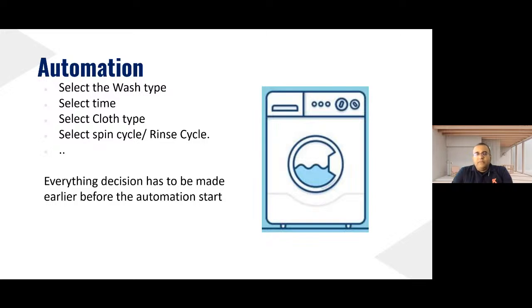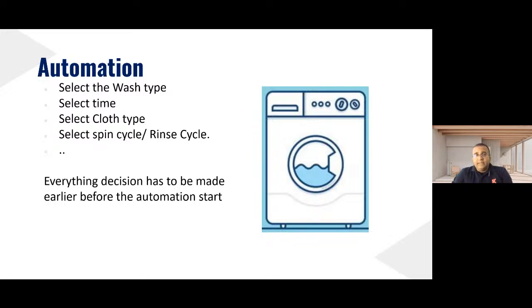Every decision has to be made earlier, before the activity starts, right? Once after putting the clothes into the washer, you're going to decide the amount of detergent that is going to go. You're going to decide the amount of fabric softener. What is going to be the cycle? Is it going to be for white clothes or for cotton? Is it delicate or quick wash? All those decisions have to be made by you well in advance before you press the start button, right? So that is automation. The decision is to be made by the user well in advance.